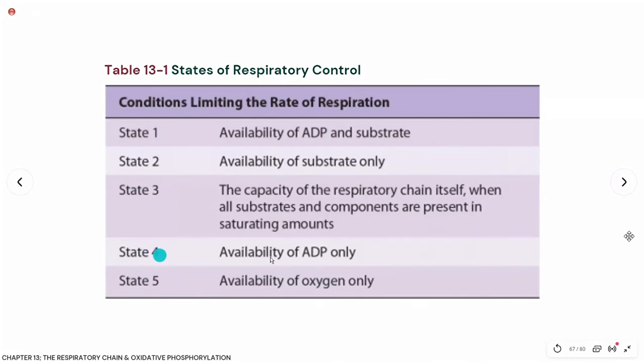And state four is availability of ADP only. This is different from state one because there, two compounds are needed, ADP and substrate. And the last is availability of oxygen, because you will not have the final acceptor of hydrogen and electrons if you do not have this. So these are the conditions for the rate limiting, limiting the respiration, respiratory control.